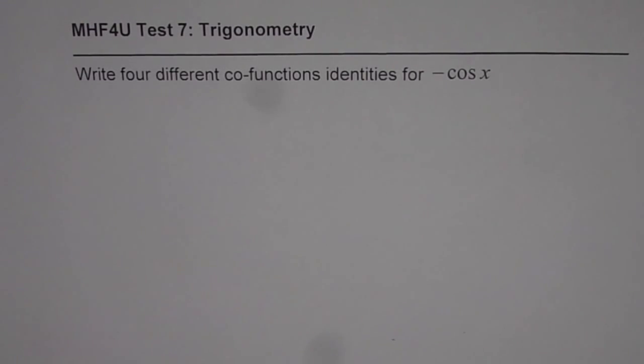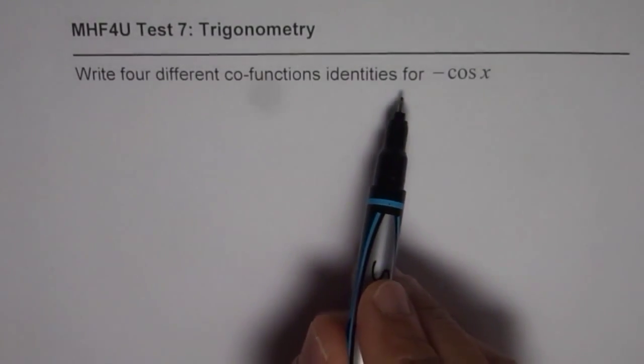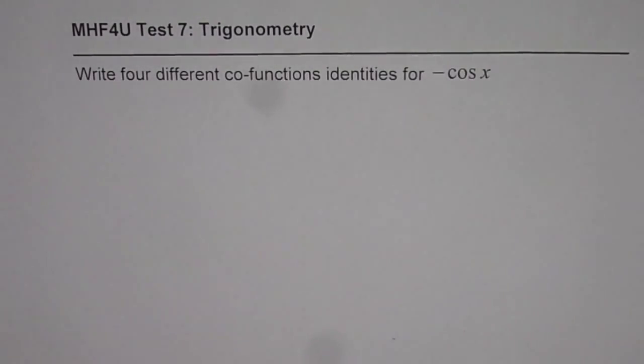I'm Anil Kumar, and here is a question on cofunctions identity from Unit Test 7, MHF4U. The question is, write 4 different cofunction identities for minus cos x.